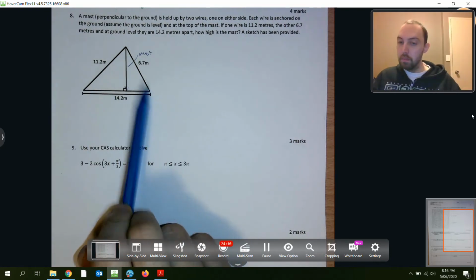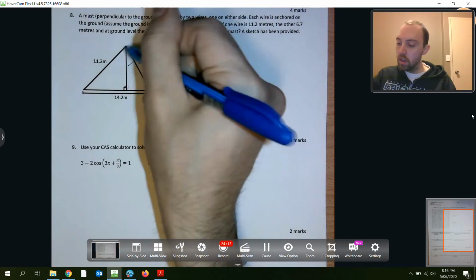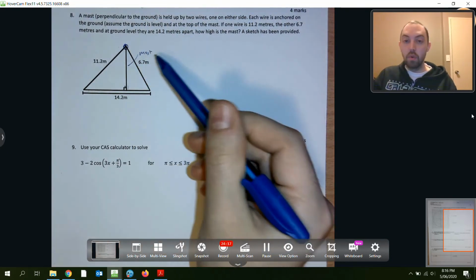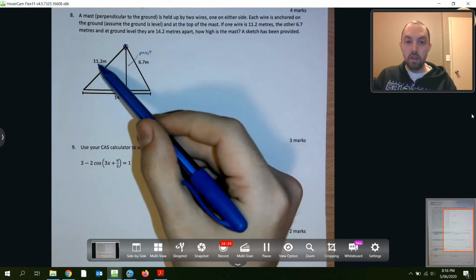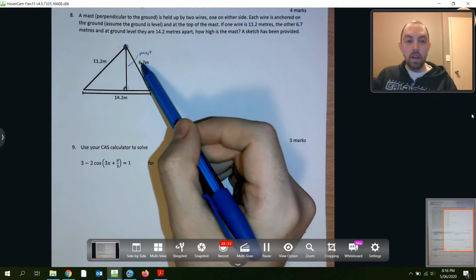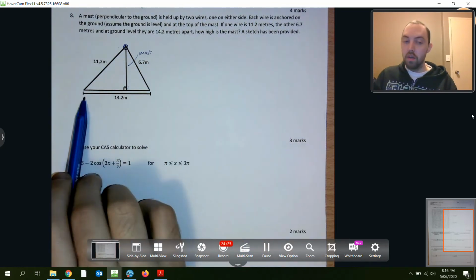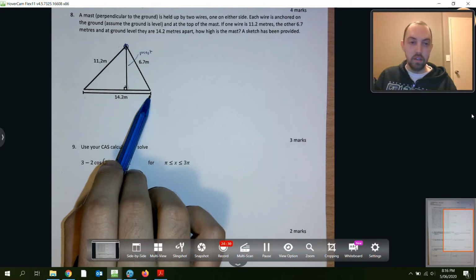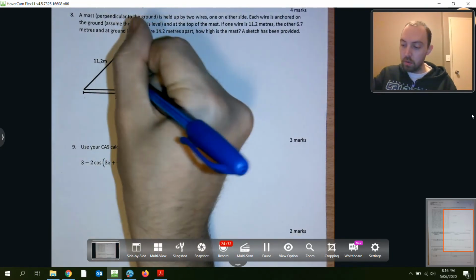And at the top of the mast, so here's the top of the mast, both wires are connected to there. If one wire is 11.2 meters and the other is 6.7 meters, and at ground level they are 14.2 meters apart, how high is the mast? So that's what we're trying to find.